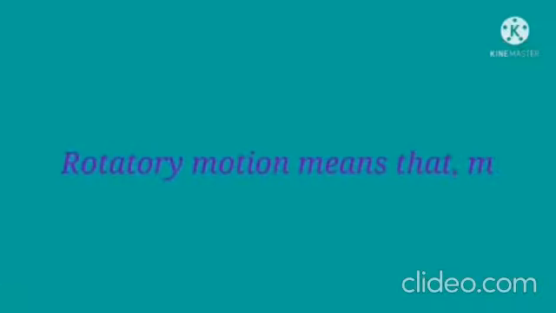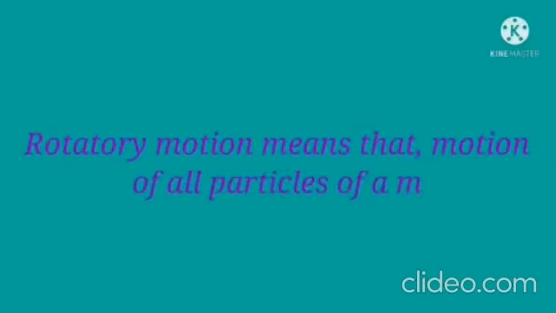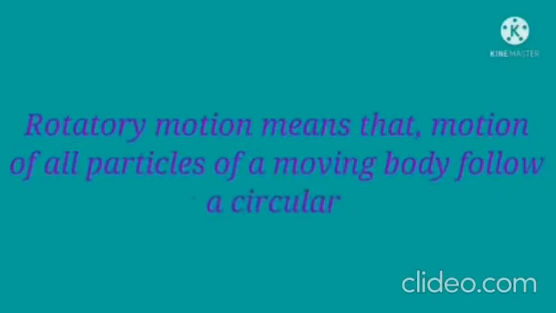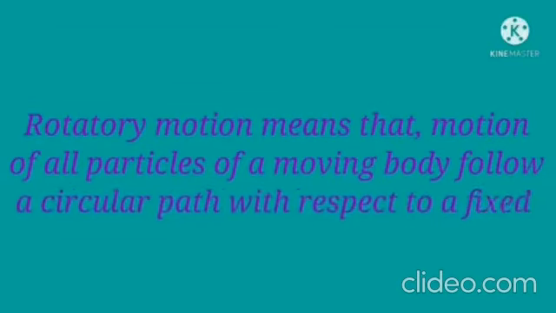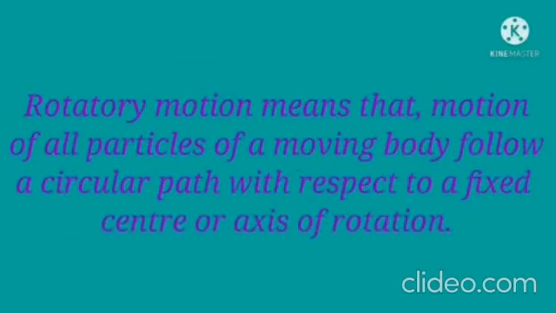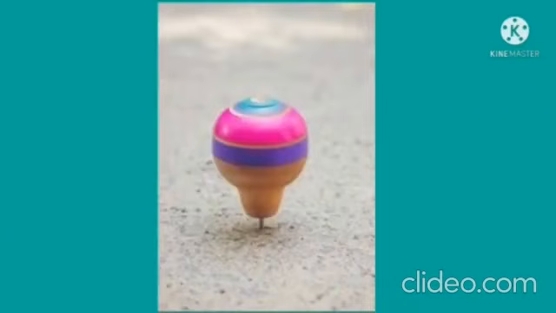Next, we will learn rotatory motion. Rotatory motion means the motion of all particles of a moving body follows a circular path with respect to a fixed center or axis of rotation. Here, an object is moving around a fixed point. Rotate means to move round. Observe the examples of rotatory motion.